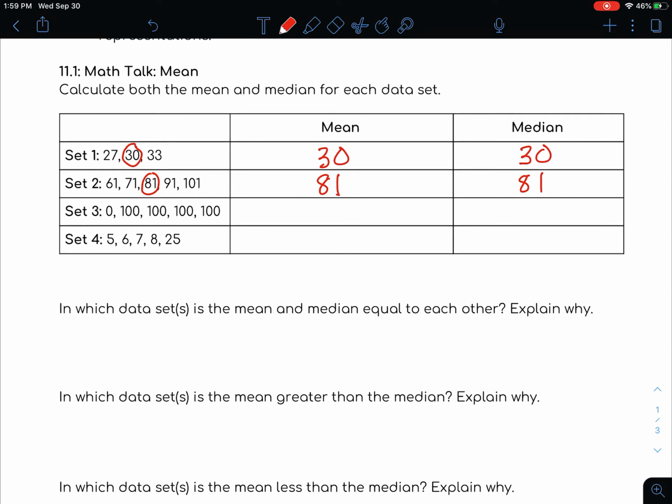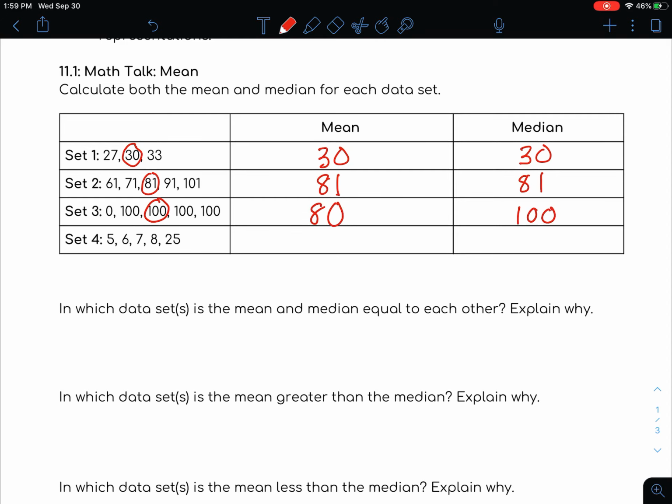However, in the third set, if I add these together for the mean and divide by how many there are, in this case 5, that would be 400 divided by 5, which is 80. And the median, again, the middle number when they're ordered, in this case is 100. So the mean is less than the median.